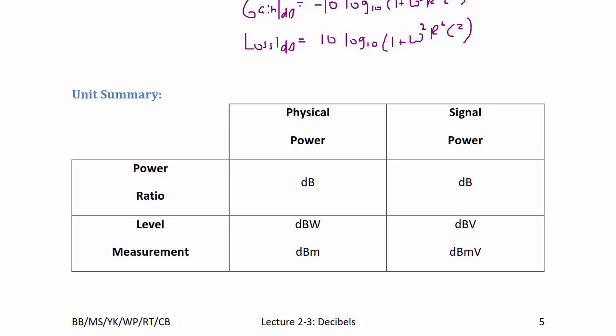However, for signal power, we would have dBV and dBmV because signal power absolute is expressed in terms of volts squared, not watts or milliwatts. And this concludes lecture 2-3 on decibels.